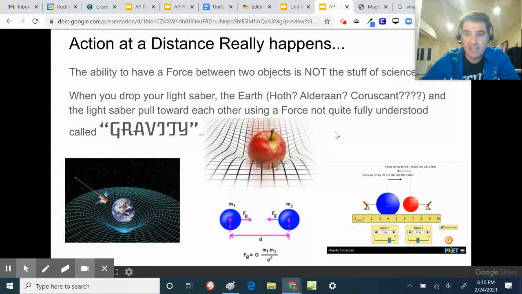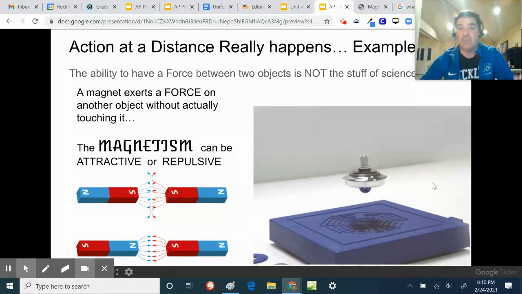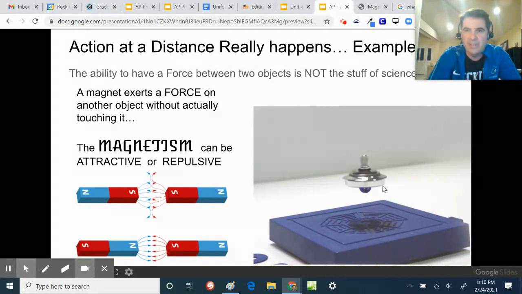I'll get back to these things in a second. The second example, look at this. I mean, this is kind of a trippy thing you could buy online. It's a floating thing. It's a floating magnet, right? And so with magnetism, you can move things without touching them.